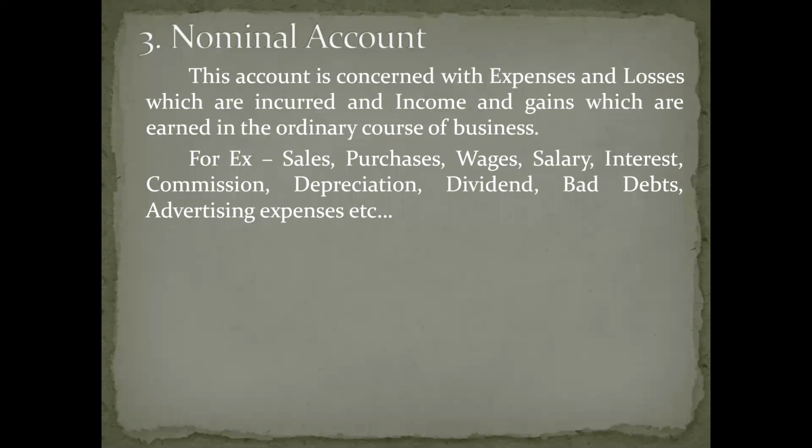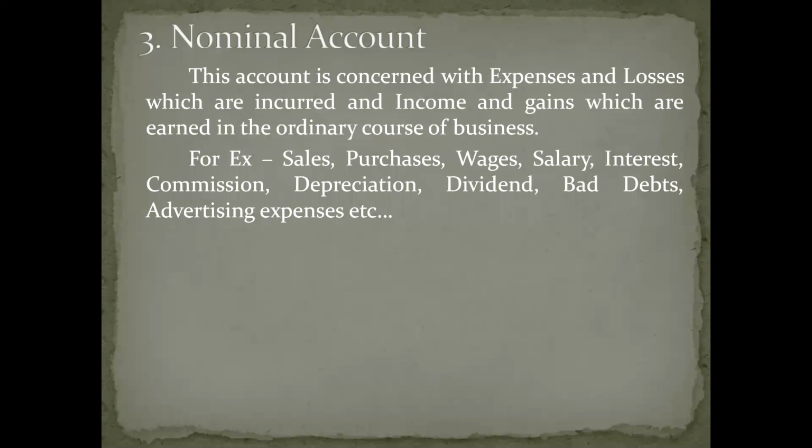Understood? There will be certain losses, like some customers who won't pay the amount, which we call bad debt. They are also nominal account. Then this account doesn't deal only with expenses and losses, it also deals with incomes and gains. There will be certain incomes, like when we sell the goods. That is income. Sometimes we will receive rent, commission, interest, dividend. So the account that deals with expenses and losses, incomes and gains is called as nominal account.